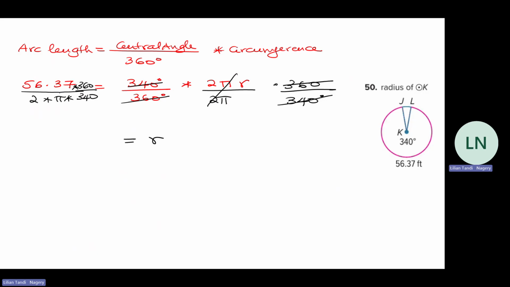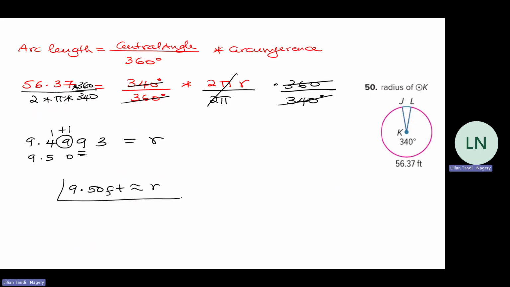So if I put all this in the calculator, I should get 94993. I count 2 digits, so I will circle 9, I will underline, and that means I will add 1. 9 plus 1 is 10, I will carry 1. This will become 5 and 9. So my radius is approximately 9.50 feet. Why do I have 2 digits? Because the question told me to round to the nearest hundredth.